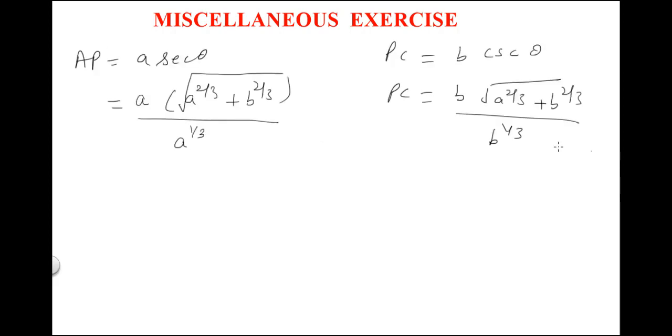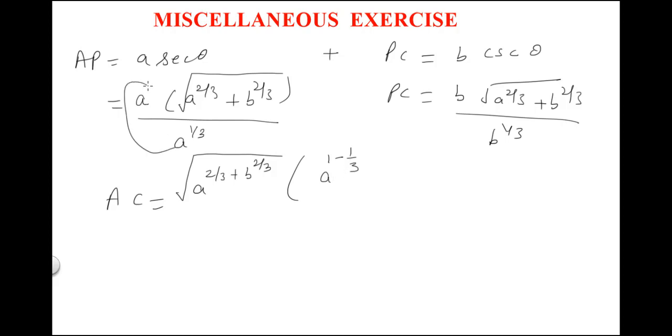Now finding out the hypotenuse, AC will be equal to the summation of these two, right? So we can take the square root of a to the power 2 by 3 plus b to the power 2 by 3 common, and inside the bracket, because we are adding these two, we have a to the power 1 minus 1 by 3. Just to see, this can be solved like this. Similarly, here also we can subtract the powers, so plus b to the power 1 minus 1 by 3. So just see what we have.